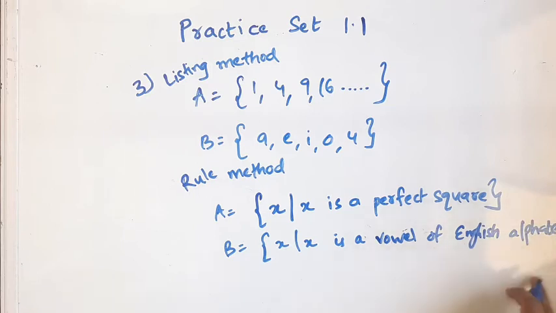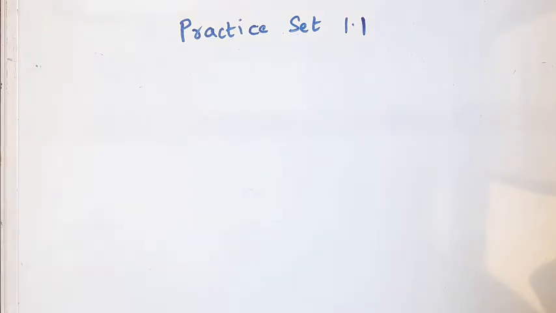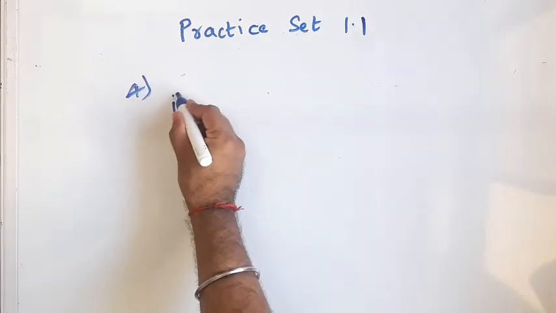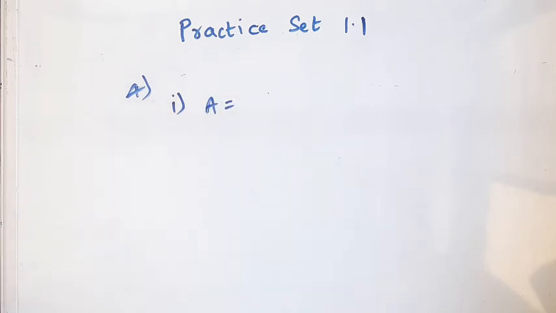Now children, you can prepare your own examples. I have given you two examples each of rule method and listing method. Now let us move on to the fourth one. Now see children, the first one is all months in the Indian solar year.